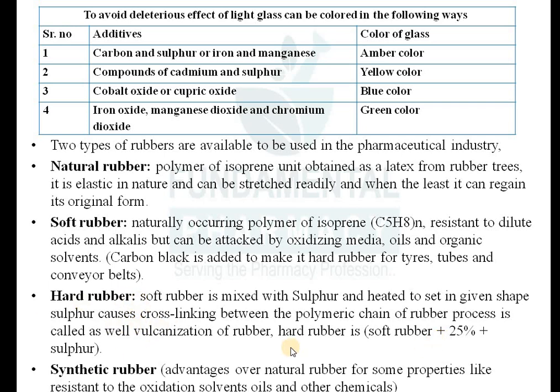Now there is another one, synthetic rubber. Synthetic rubber is totally synthetic. It does not have any concern with natural rubber, but it has certain advantages over some properties of natural rubber. Natural rubber undergoes oxidation, and it is not stable towards organic solvents or oxidizing agents, but synthetic rubber is stable. The isoprene unit synthesized in the lab is called synthetic rubber.